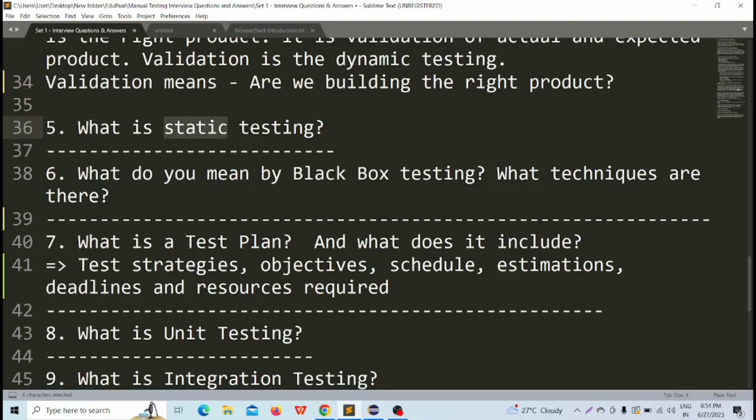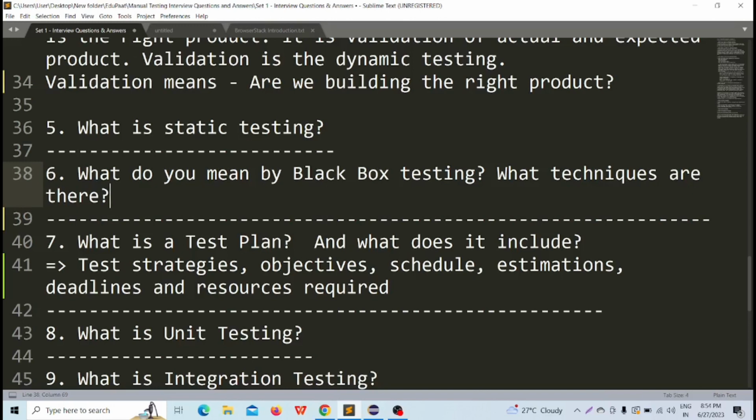Now question number 6. What do you mean by black box testing and what techniques are there? So what do you mean by black box testing? Basically we know that black box testing is a software testing method. So in black box testing, we can simply say that whenever we test any software application's functionality, that is called black box testing.